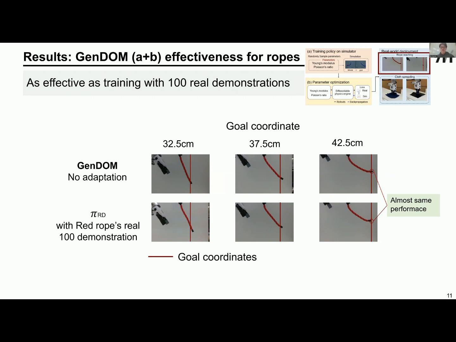The horizontal axis shows different goal positions, which are gradually shifted. As a result, we find that there is almost no difference in accuracy between GenDOM and the policy trained in the real world. Although our method uses only one demonstration for parameter estimation, it shows nearly the same accuracy as the policy that uses 100 demonstrations for training. This means that GenDOM significantly reduces the number of real demonstrations required for training.